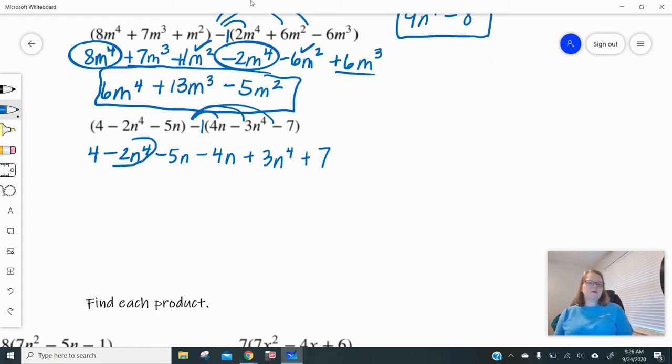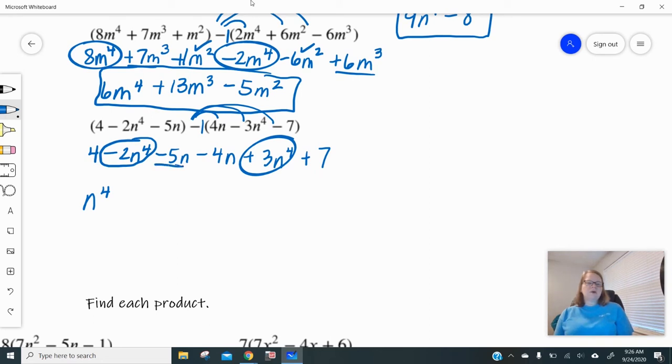All right, here's an n to the fourth, and here's an n to the fourth. I'm combining these like terms. So 3 minus 2 is 1 n to the fourth, but we would just write n to the fourth. You're not going to write the 1 out in front in your final answer.